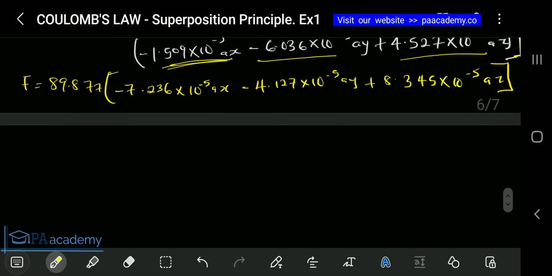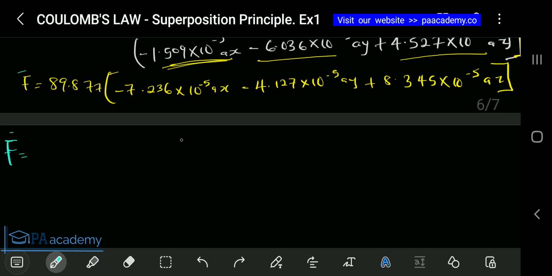Okay, so now we are almost done. So that means we can go ahead, and that means our F. So now we can use the 89.877 to multiply everything that is in the brackets now. You can see we're breaking it down. So 89.877 multiplied by minus 7.236 times 10 raised to the power minus 5.